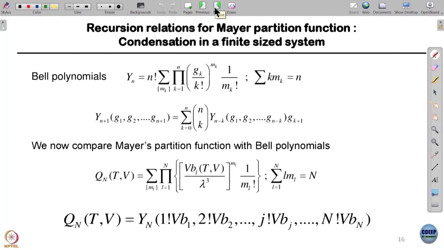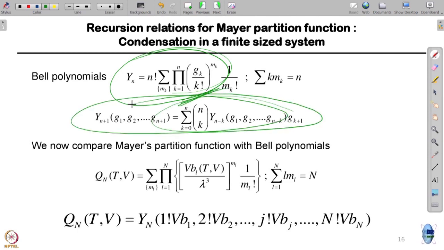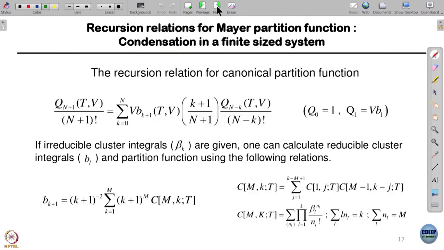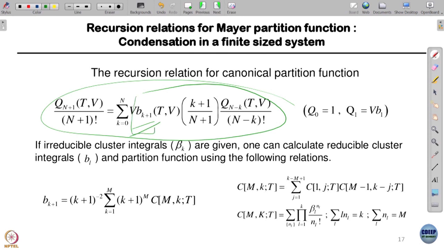So we are talking of this through the Bell polynomials. The Bell polynomials are a class of generalized, very powerful polynomials which have exactly the same formula. Nobody knew, Mayer did not know, we did not know for many years. But the advantage is that there are beautiful recursion relations we can now use. This is the Bell polynomial recursion relation, which can be used to evaluate the Mayer partition function, and you get this beautiful relation. So if we have some reasonable cluster integrals, then we can do a good job, but this problem remains.